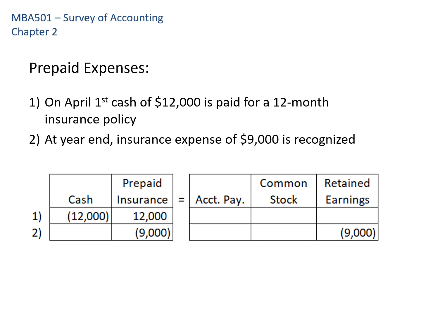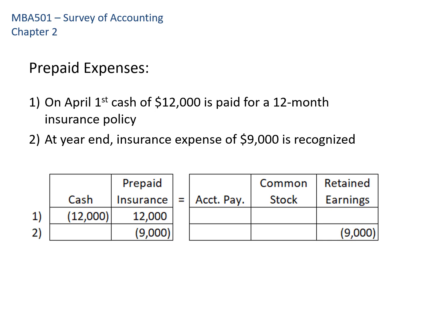So the way this works here, on April 1st in this example, we pay cash of $12,000 for a 12-month insurance policy. So when we record that transaction, cash is decreasing, prepaid insurance, an asset, is increasing. At year end, the insurance expense of $9,000 is recognized.